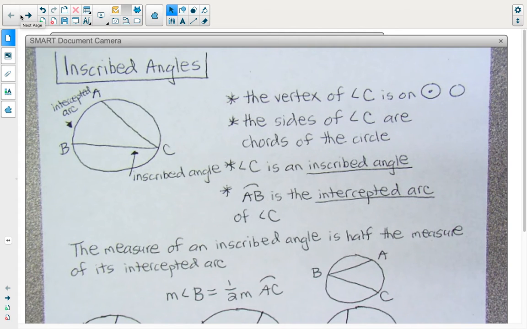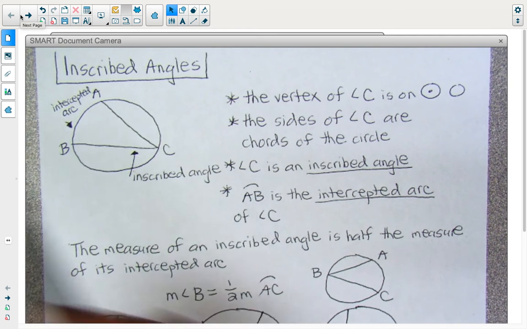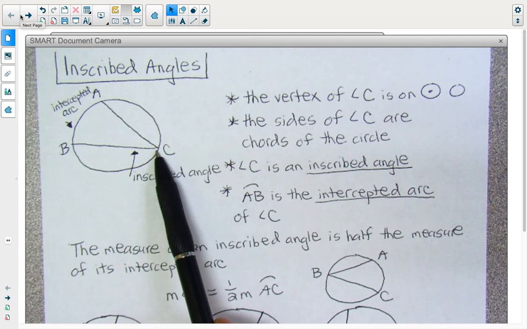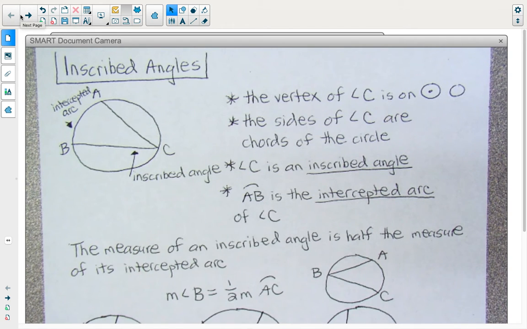So off we go. An inscribed angle means the vertex of angle C is on circle O. So inscribed, think inside of the circle. So this angle is inside of the circle. Angle ACB. And most of the time we name it by the vertex. So angle C is on the circle, and it's an inscribed angle.